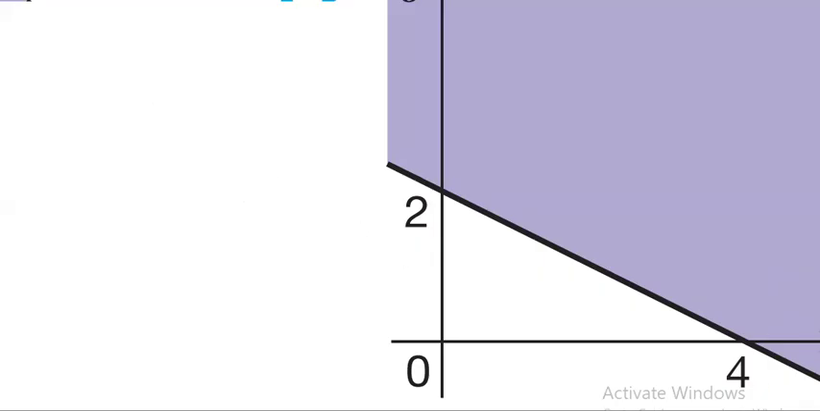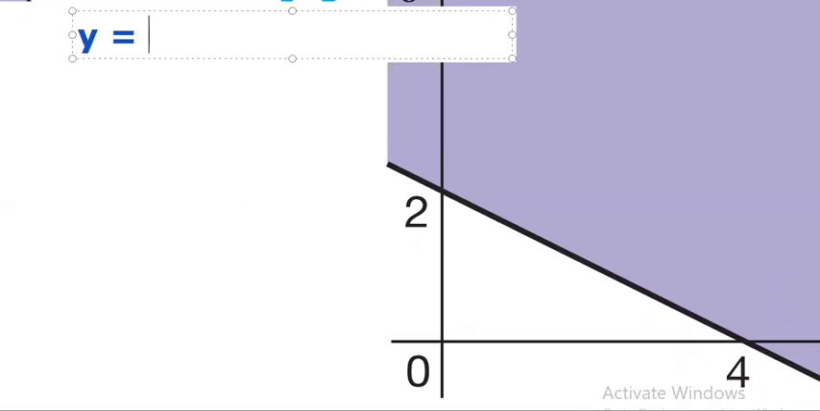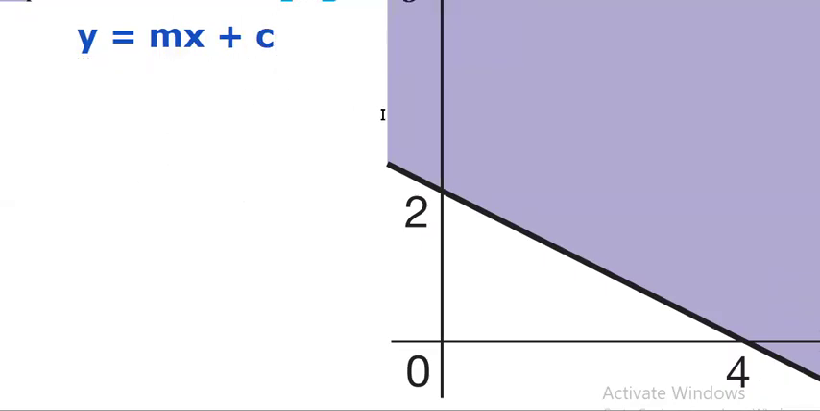Now, to write the equation of any diagonal line, you have to follow the y equals mx plus c steps because you need to describe the equation fully using the gradient and the y-intercept. Now we understand the meaning of y-intercept. The y-intercept is the point where the line crosses the y-axis. And here it's positive 2. So the c is positive 2.